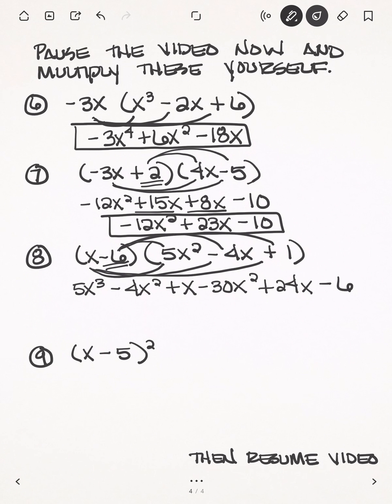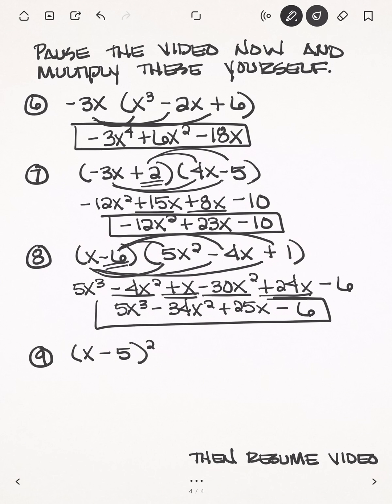So when I collect like terms, I have 5x to the third. That's the only one I have. I do have a negative 4x squared and a negative 30x squared. So when I add those two negatives together, I get negative 34x squared. Then I have plus x and plus 24x. So that would be plus 25x. And my last term is negative 6. So there is my answer for number 8.